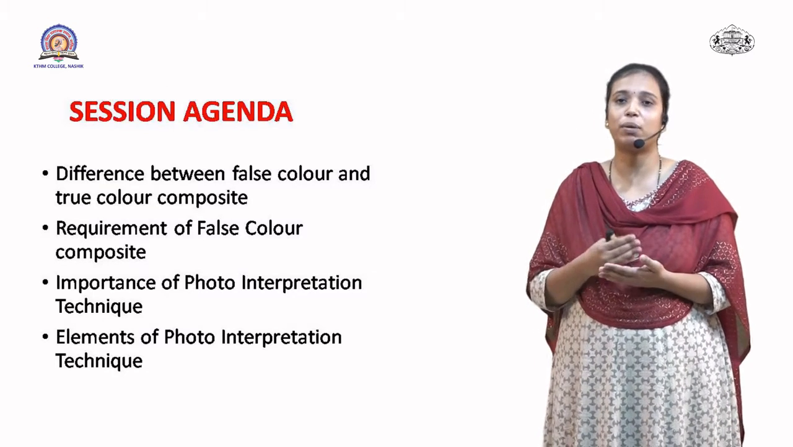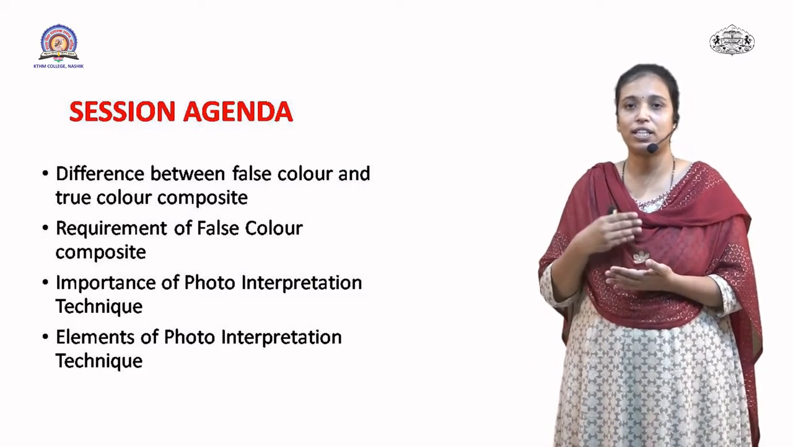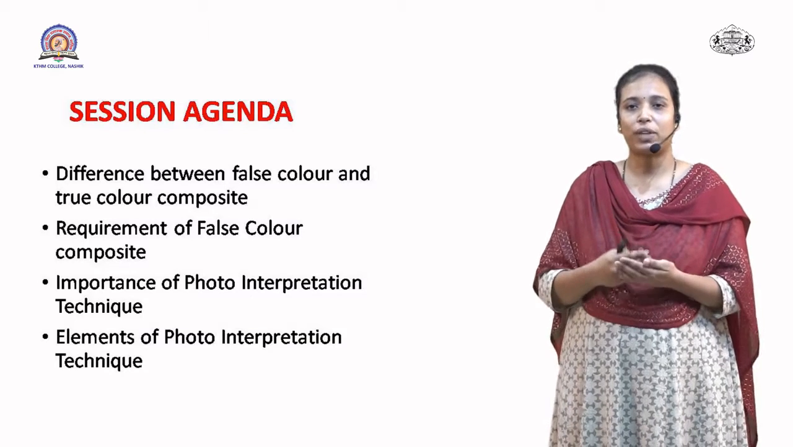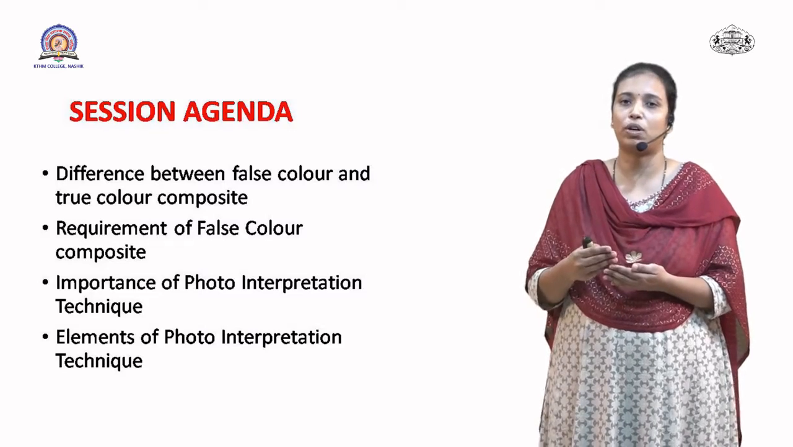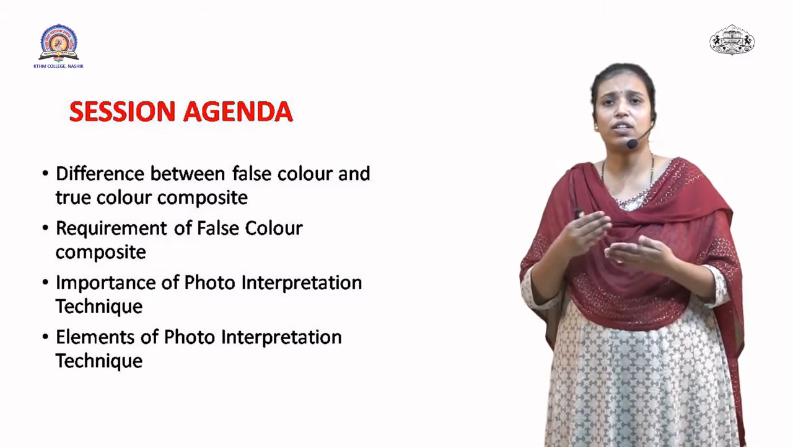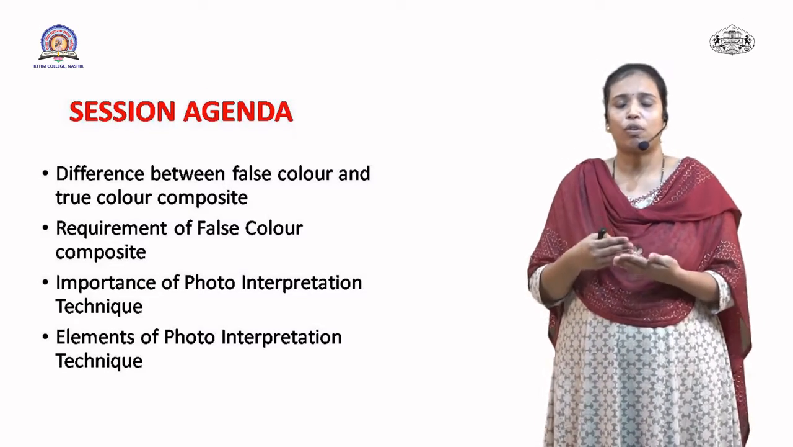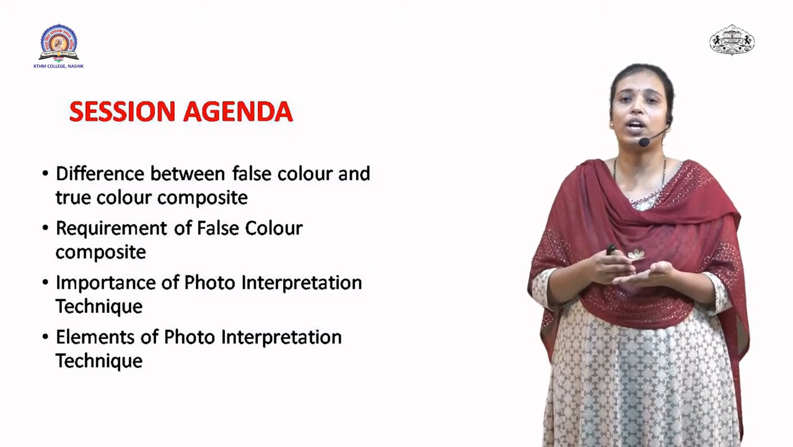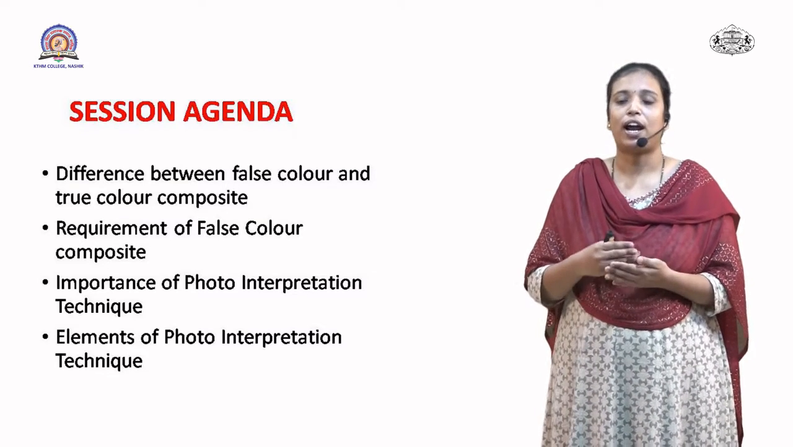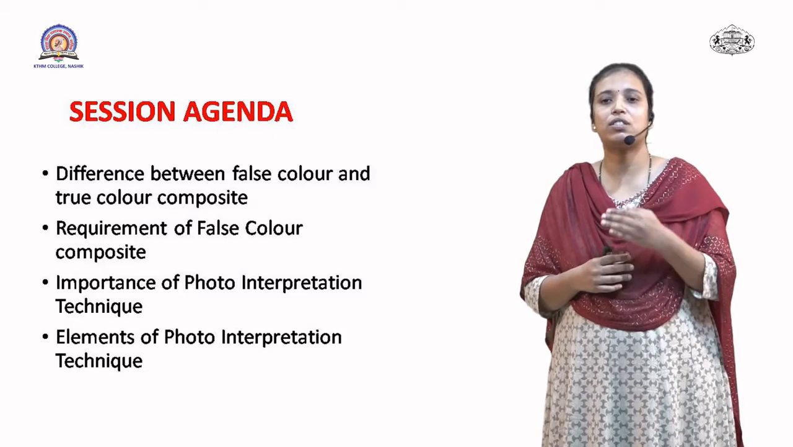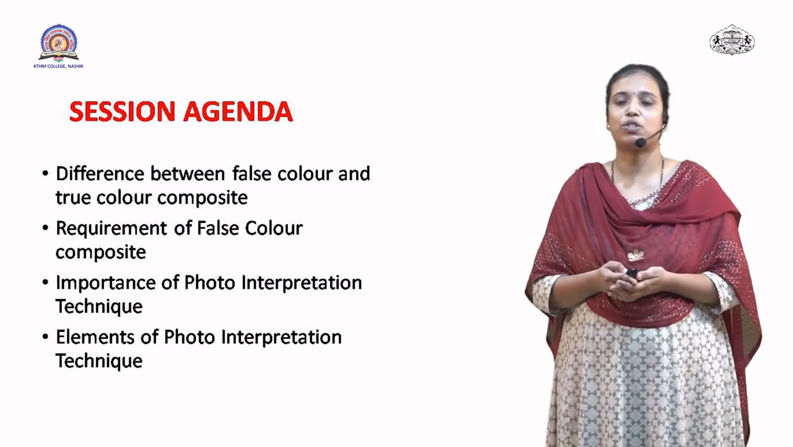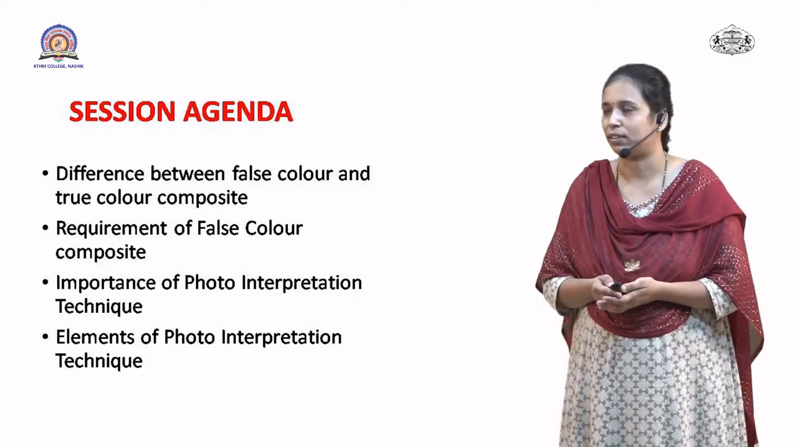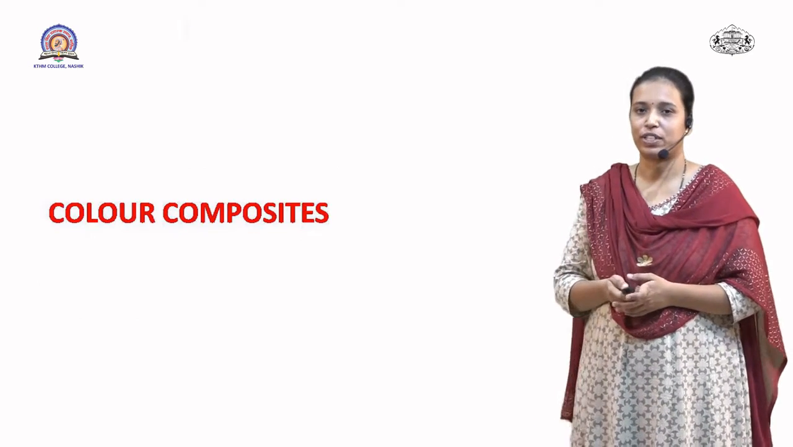That means whatever image we are getting from remotely sensed data, from that image how we can interpret all the objects or phenomena, whether water, sea, soil or whatever the objects may be. And the third one is the elements which are used to interpret the photo or images of remotely sensed data. We'll start with color composites.